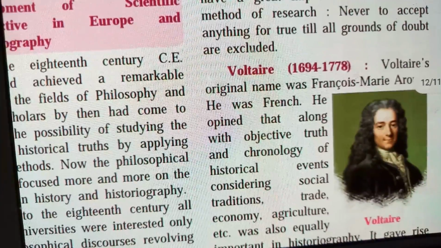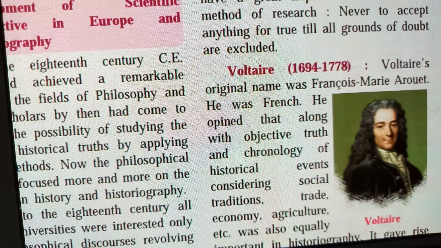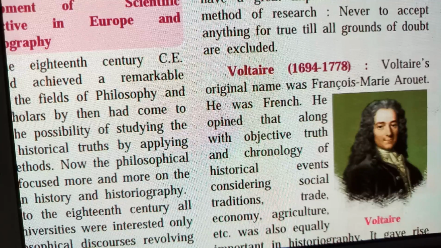Next is Voltaire, 1694 to 1778. He was born in 1694 and died in 1778. Voltaire was from France. His thinking was that we should not study the chronology of events. He was saying that we should not study the sequence of events, but we have to understand human life. Voltaire's original name was François Marie Arouet. He was French, meaning he belongs to France.